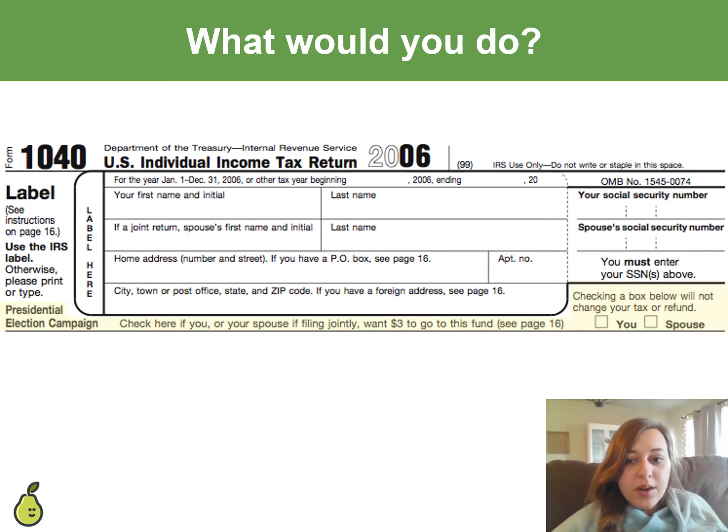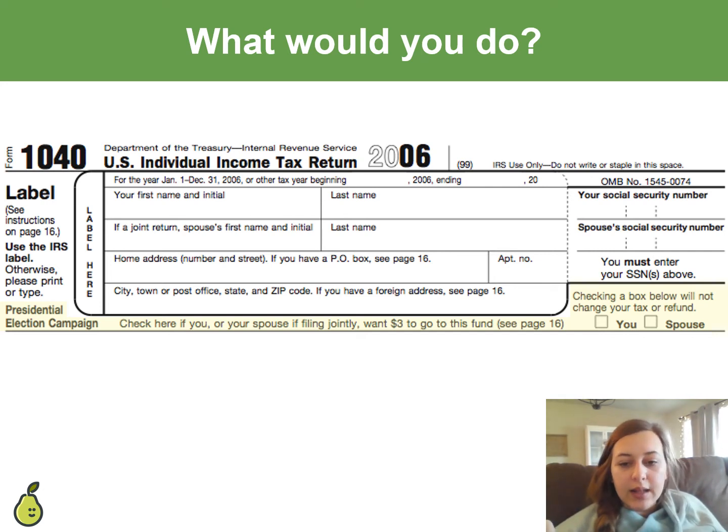All right, so next we're going to move into campaign finance. When you're filling out an income tax return, there will be a box that says something like presidential election campaign. Check here if you or your spouse want $3 to go to this fund. And you can opt to do that or not. Now, it's not going to change your income tax bill. It's just going to reallocate $3 of funds to this presidential election campaign. So you can opt to do that or not.